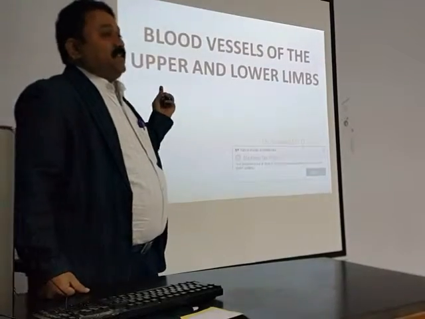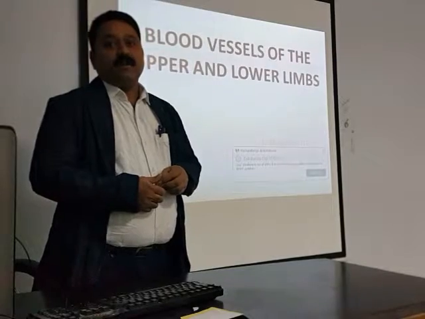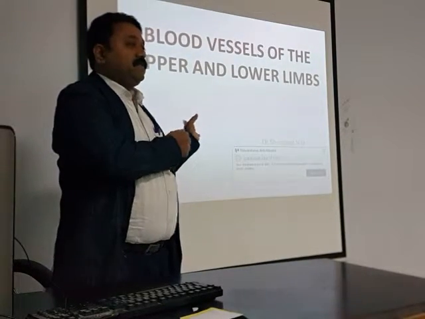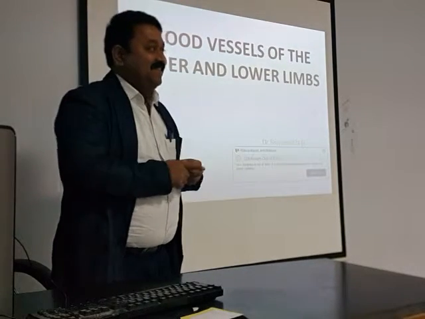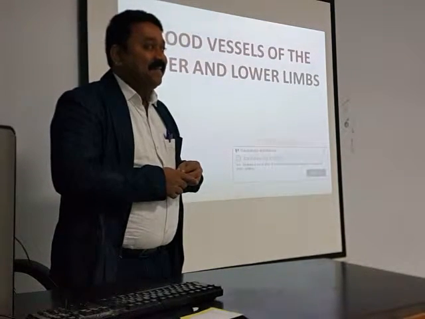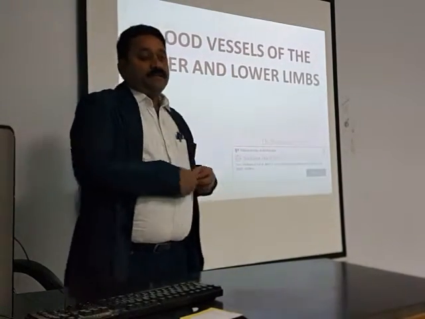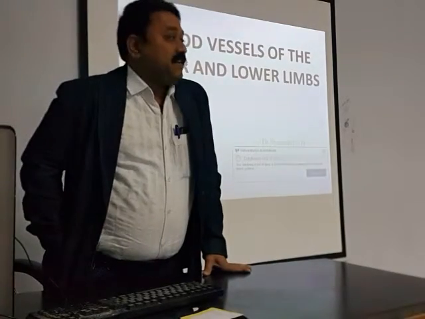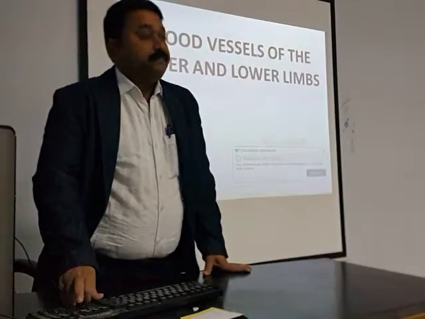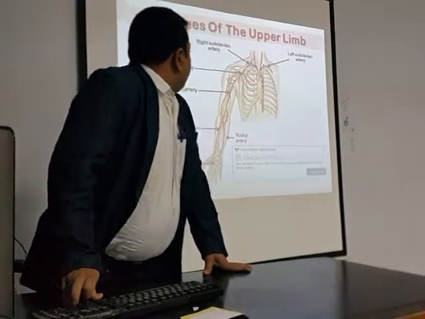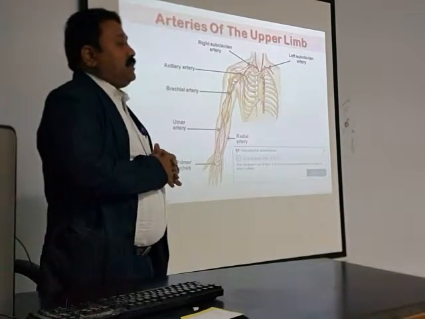So today's anatomy lecture is on the blood vessels of the upper limb and the lower limb. I think you are very familiar with this topic because the lab has already been done, isn't it? The whole muscular block, and also before this, the lab has been taken. So, blood vessels of the upper limb, that is the arteries of the upper limb.